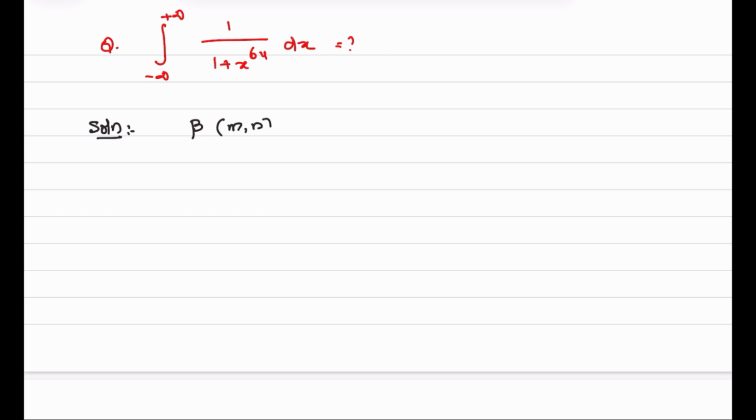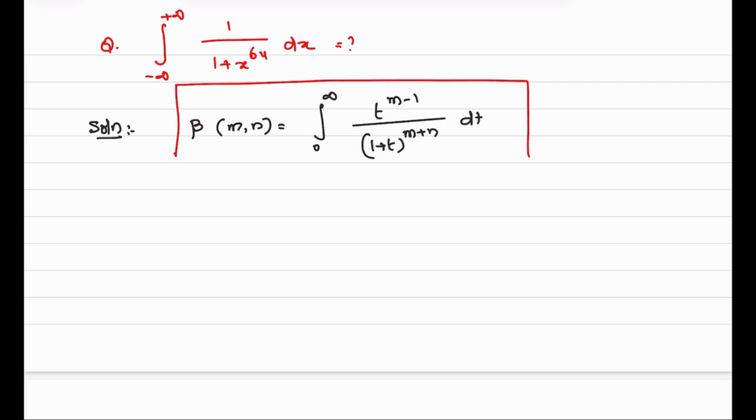Beta m n is equal to the integral from 0 to infinity of t to the power of m minus 1 divided by 1 plus t to the power of m plus n dt. It's a standard formula for beta.